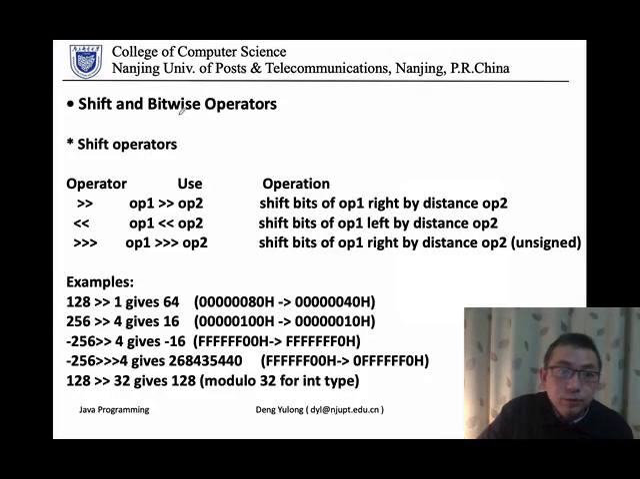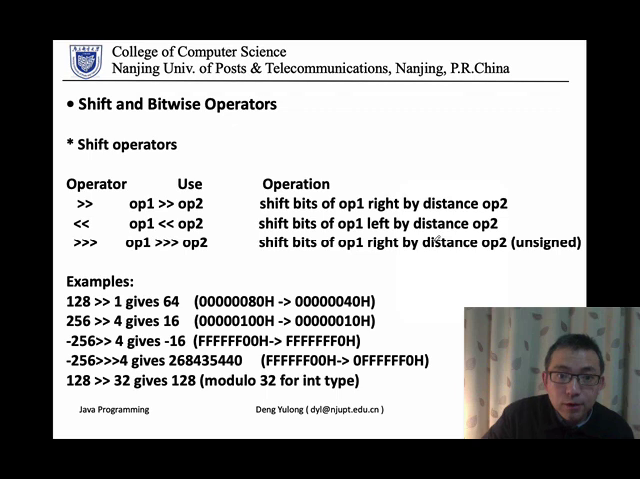Now we move on to the shift and bitwise operators. First, it's about the shift operators. The shift operators do a shifting operation, which means we have a number and then we shift it from left to right or from right to left, in different directions.